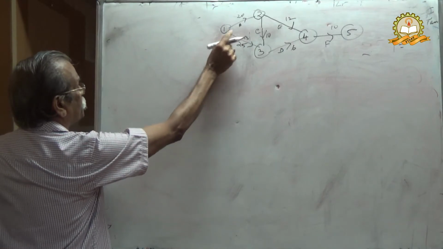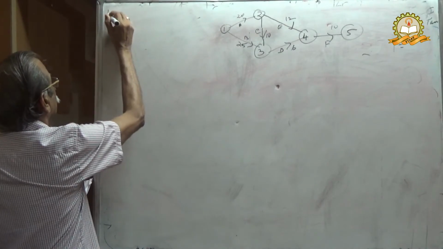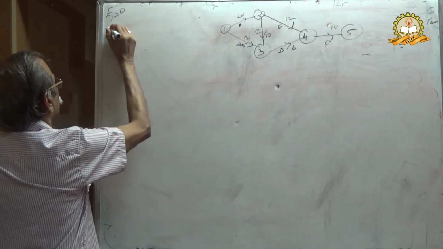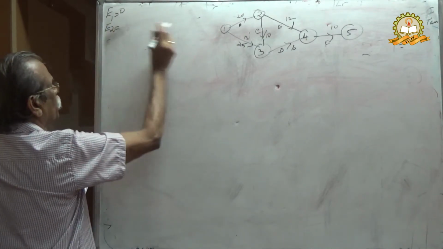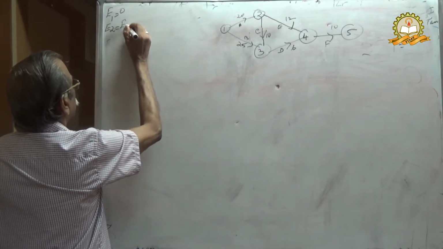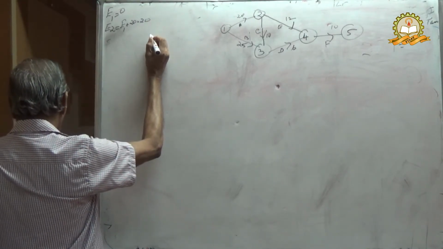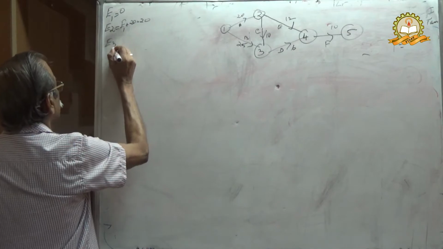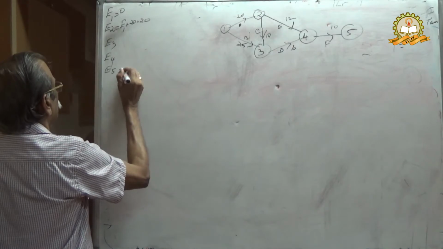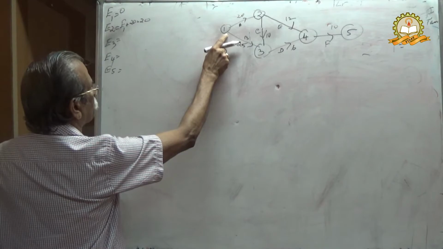Therefore, prior to activity A or B, nothing is specified here. Therefore, you write E1 equal to 0. E2 starts from here, therefore E2 equal to E1 plus 20, equal to 20. Then E3, E4, E5.